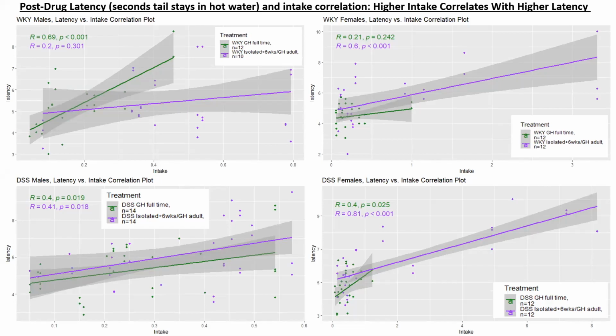And so the reason for that is essentially we noticed that the females tend to take more oxycodone than the males, and then also the DSS take more oxycodone than the WKY. And so I think for the WKY males, they unfortunately did not take enough oxycodone to have an effect, to have that analgesic effect.